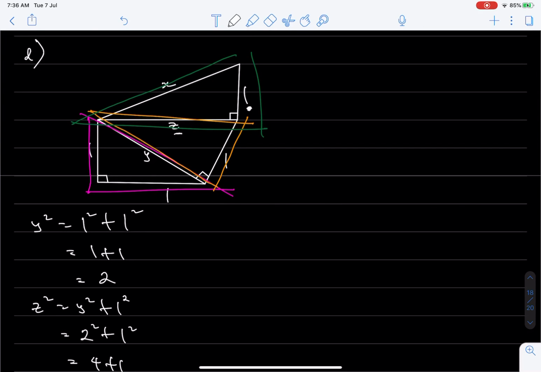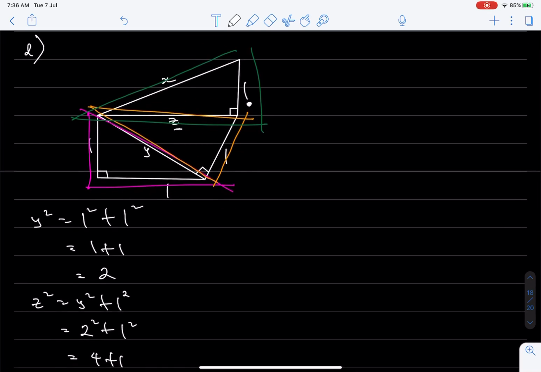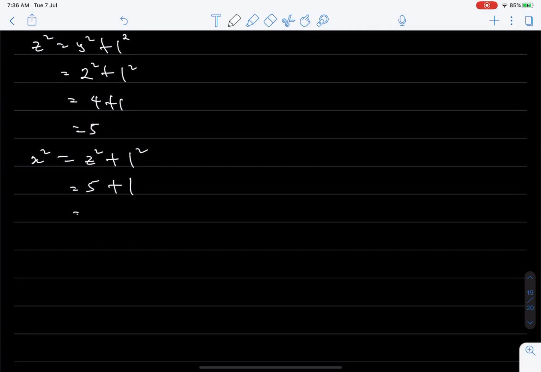Y squared plus 1 squared, that's 4 plus 1. That's 5. And that's 5 plus 1, which is 6. Therefore, x is the square root of 6. That's not an exact value, so we just write it as it is. X is the square root of 6. You can just leave it as square root of 6, or check the square root table if you like for that answer.